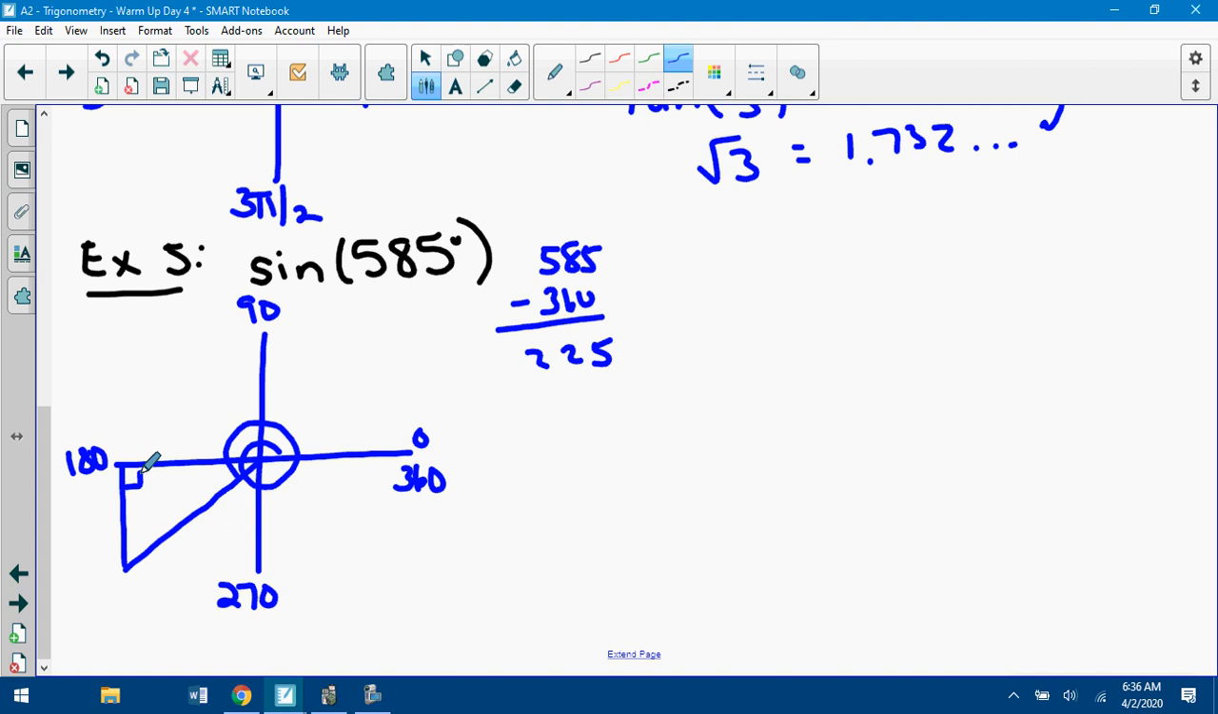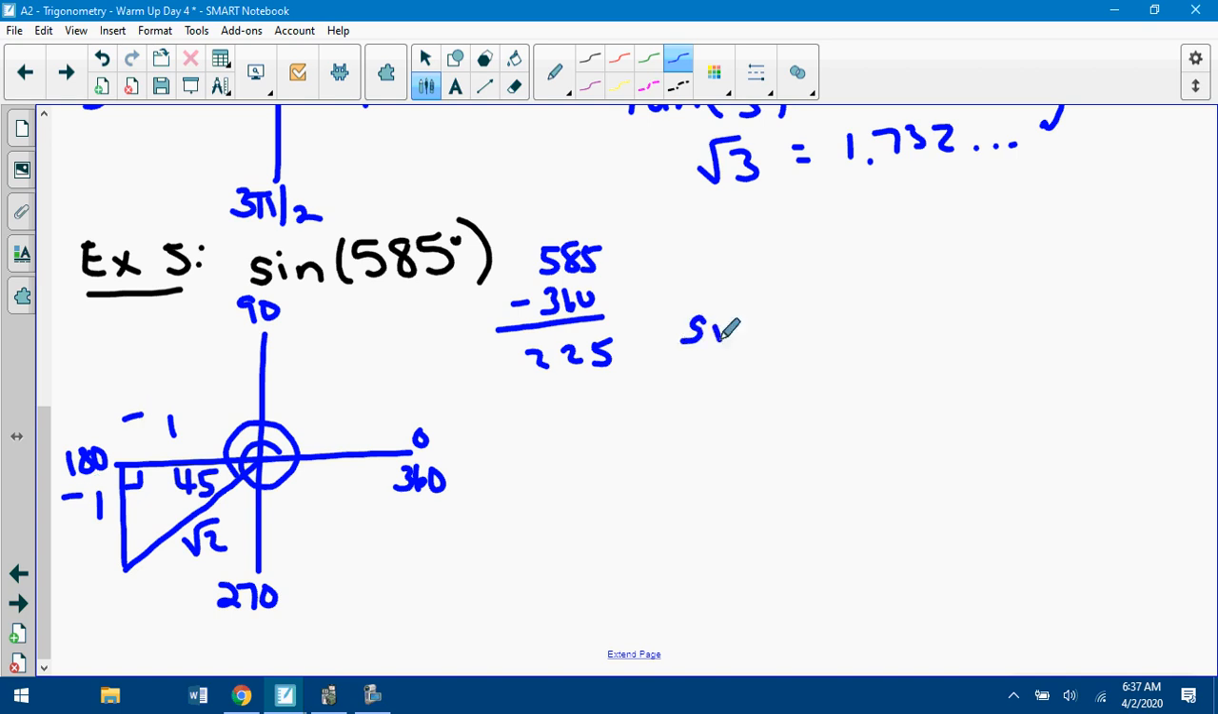Reference angle. We got to do it based off of 225. And I'm attached to 180. So 225 minus 180 is 45. So this is a 1, 1, radical 2 triangle. Anything negative? Both the ones, because they're going left and down.